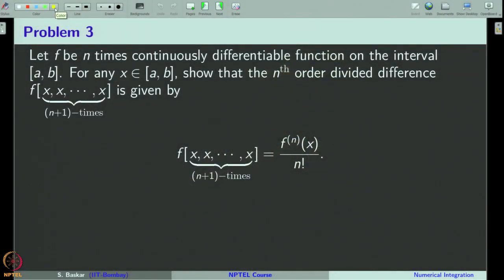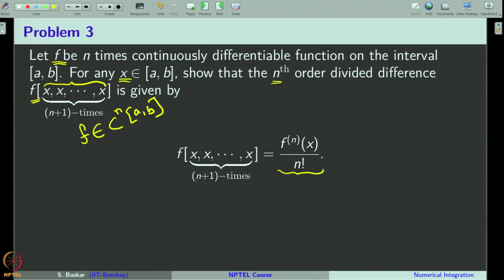In this problem, we again have f to be an n times continuously differentiable function on the interval [a, b]. That is to say that f belongs to C^n[a, b]. Now, for any x in the interval [a, b], we want to show that the nth order divided difference f[x, x, ..., x], but here we have a slightly new situation that all the arguments in the divided difference are the same, is given by f^(n)(x) divided by n factorial.